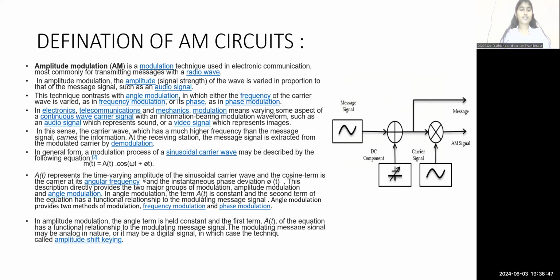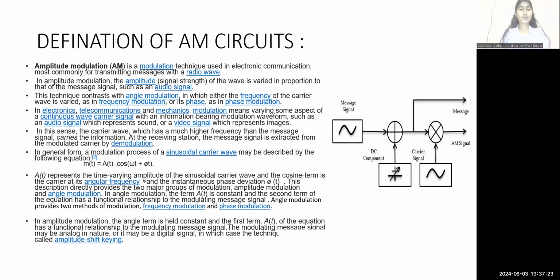Definition of AM circuits. Amplitude modulation, or AM, is a modulation technique used in electronic communication, most commonly for transmitting messages with a radio wave. In amplitude modulation, the amplitude, or signal strength, of the wave is varied in proportion to that of the message signal, such as an audio signal. This technique contrasts with angle modulation, in which either the frequency of the carrier wave is varied, as in frequency modulation, or its phase, as in phase modulation.